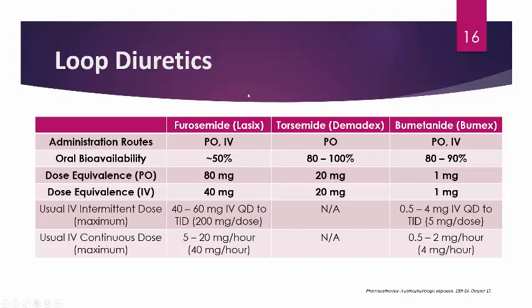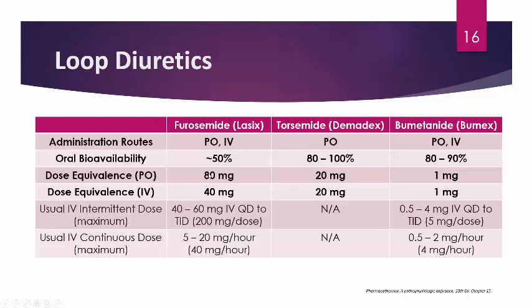In terms of torsemide and bumetanide, they have bioavailability close to 100%. So in terms of their dose conversions between PO and IV, they're pretty much 1-to-1. So if you give 20 milligrams of torsemide PO, that's equivalent to 20 milligrams of torsemide IV. And the same can be said with bumetanide. 1 milligram of PO bumetanide is equal to 1 milligram IV of bumetanide. So the PO and the IV are essentially the same.